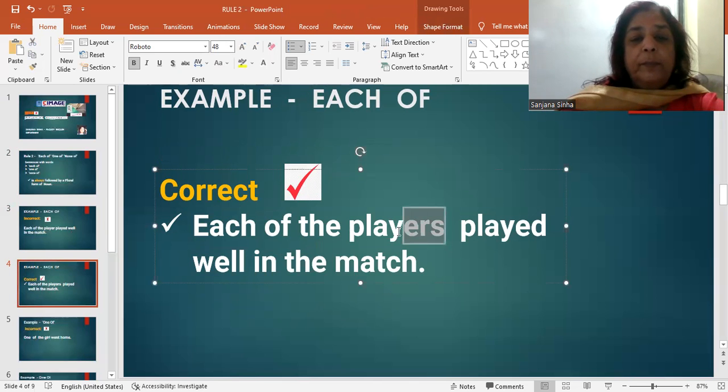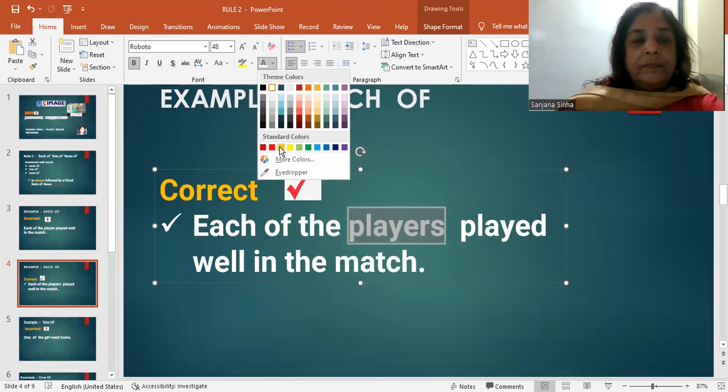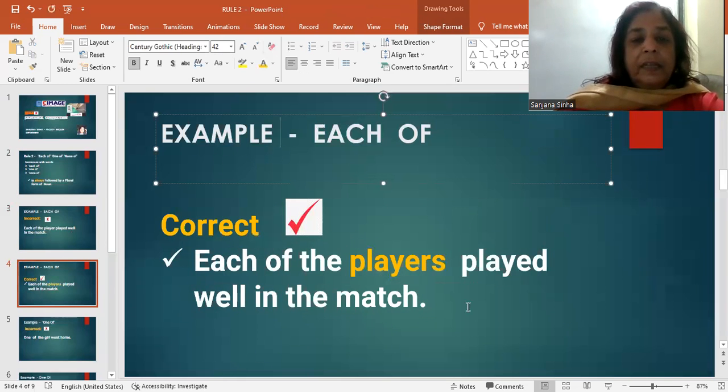Now here you have the players. Each of the players played well. It means sare players mein se sare sabne achha khela. Each of the players, sare ke sare team members, sare players ne achha khela. So the player is converted into a plural noun.